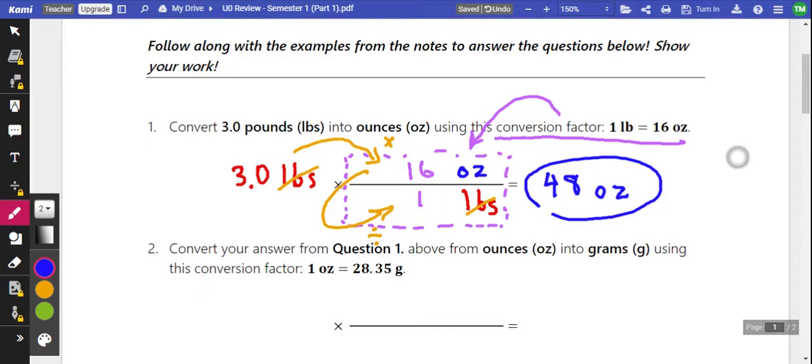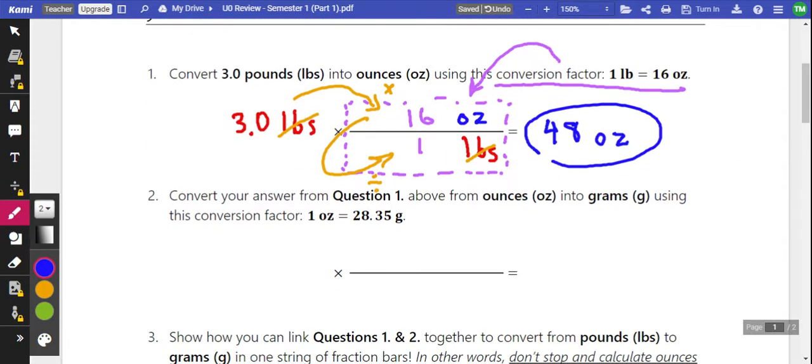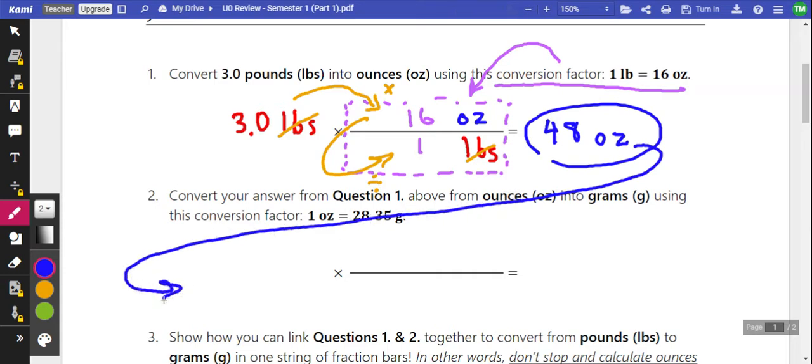Okay, let's move on to another one. Convert our answer from question 1 above, this 48 ounces, from ounces into grams using this conversion factor. So we're going to continue on with this. Our 48 ounces is going to be our piece of data that we're going to convert. So let's put that here, 48 ounces. I kind of ran over my conversion factor here, but it's 1 ounce is 28.35 grams. Let's see if I can at least put the point back so we don't lose that.